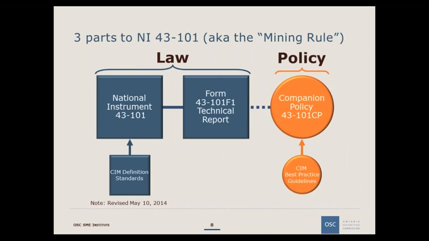43-101, you can think of as having 3 main components, or 3 parts. The first 2 are law. That's the national instrument itself, which sets out disclosure rules and requirements. It incorporates directly by reference the CIM definition standards for mineral resources and mineral reserves, which was last updated in May 2014. And the other part of the law is the Form 43-101F1 for technical reports. This has a prescribed table of contents and disclosure requirements for technical reports. The third part is the policy, Companion Policy 43-101CP, which is the guidance and interpretation part of National Instrument 43-101. And it references the CIM best practices, the guidelines related to best practices that the QP should follow.